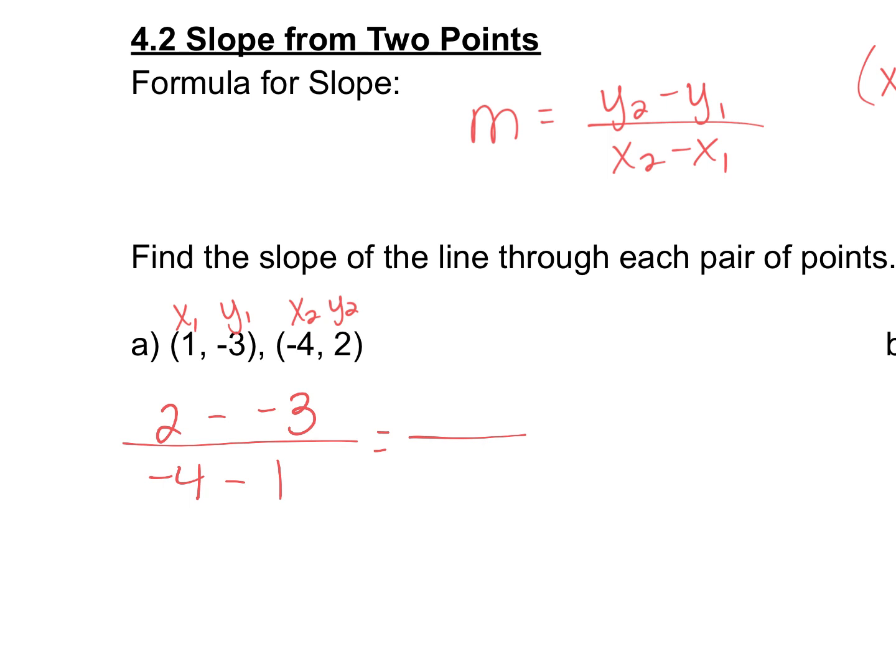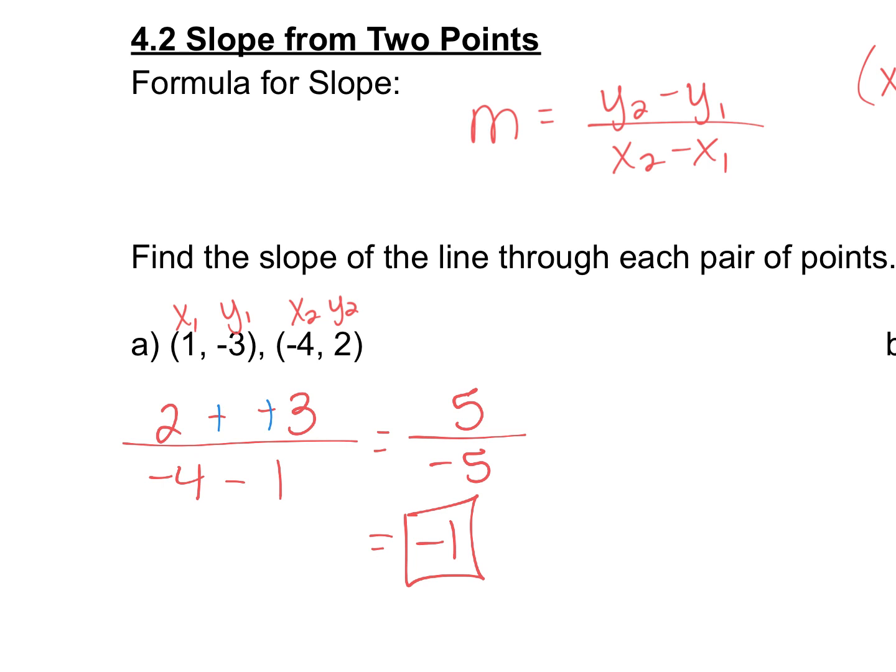So you could do 2 minus negative 3. That becomes plus positive. So 2 plus 3 would be 5. And on the bottom is negative 4 minus 1, which would give you negative 5. And then as always with slope, you need to reduce your number if you can, and you always need to check. 5 over negative 5 reduces to negative 1.